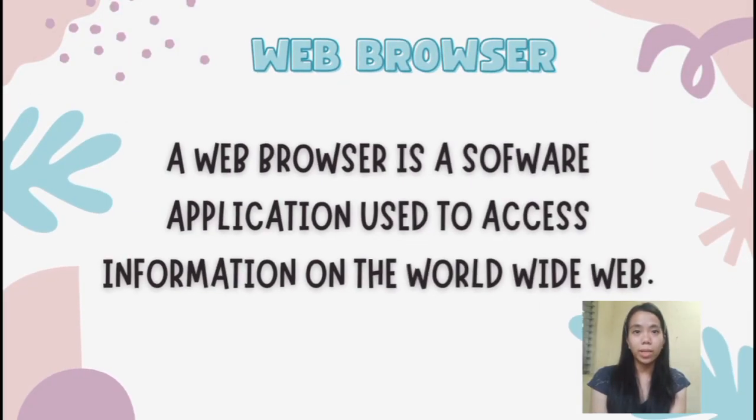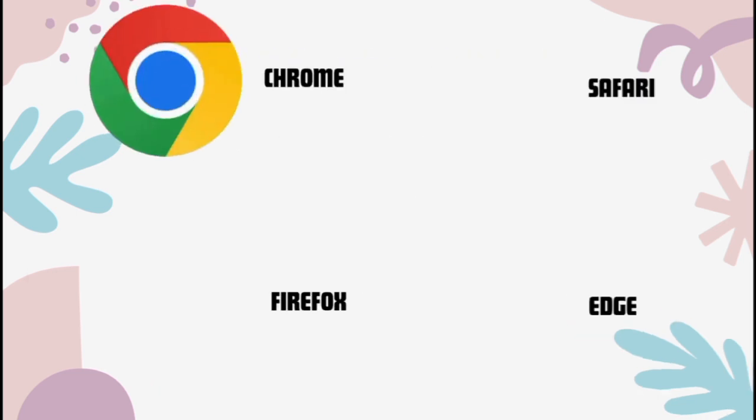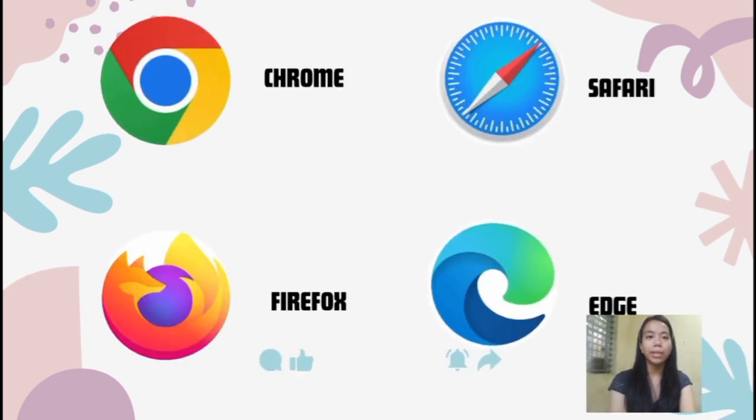A web browser is a software used to access information on the World Wide Web. Some popular examples are Chrome, Firefox, Safari, and Edge.